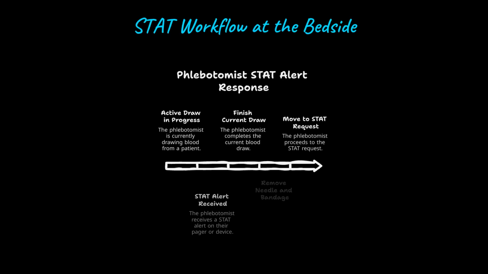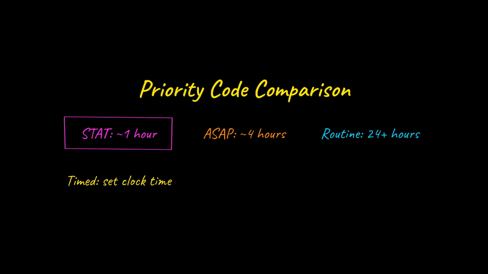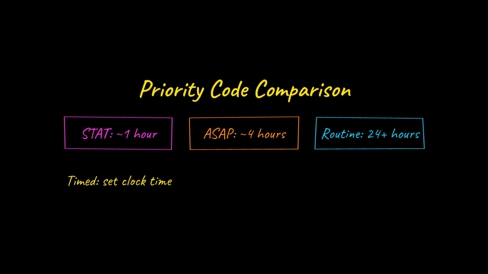Needle out, pressure applied, patient stable. When the stat alert arrives mid-draw, the phlebotomist acknowledges it without changing pace. She completes the active draw, removes the needle, bandages the site, confirms the patient is stable, and then immediately redirects to the stat encounter. Stat sits at the most urgent end of the priority spectrum. ASAP orders fall between stat and routine, while timed orders must hit a specific clock window rather than a turnaround target. Knowing where each code lands prevents confusing them on the exam.